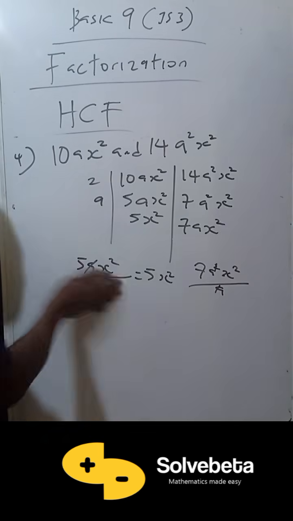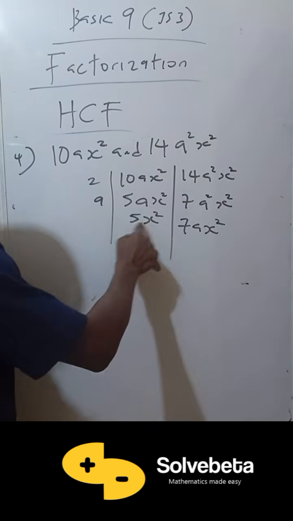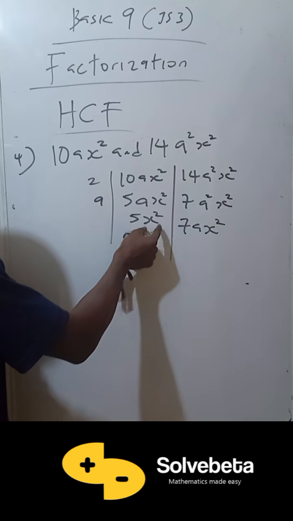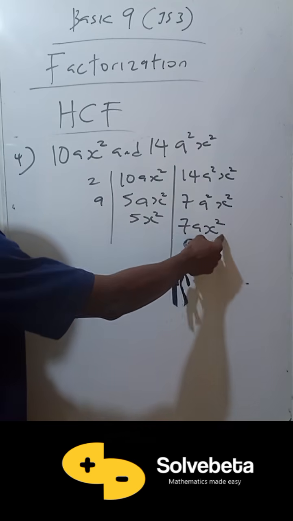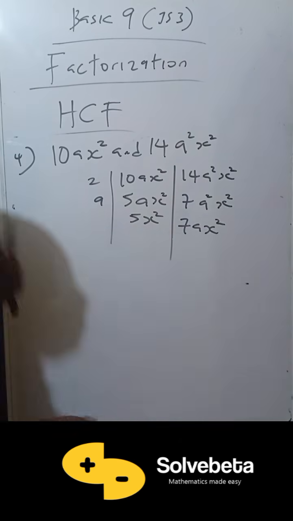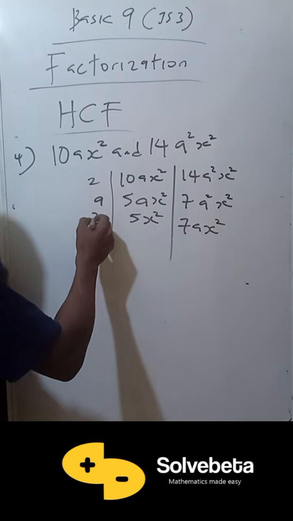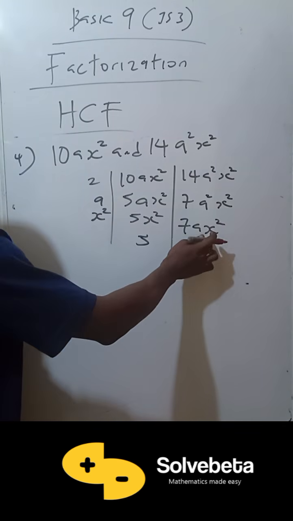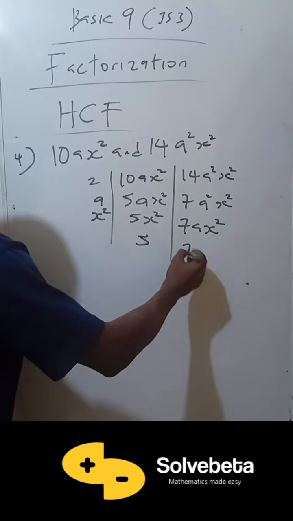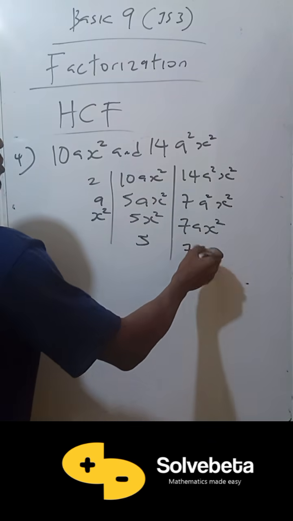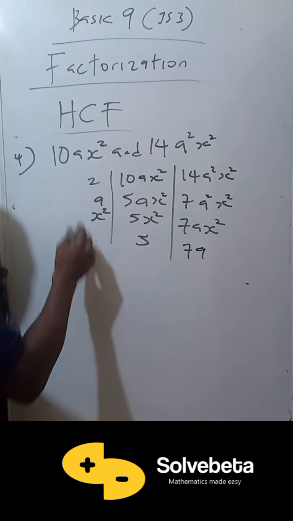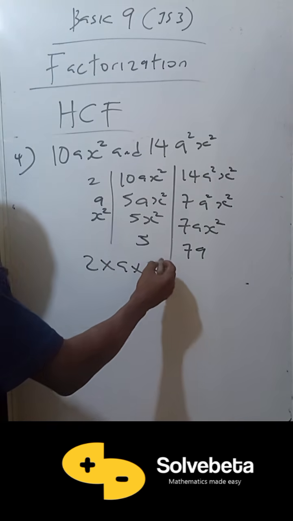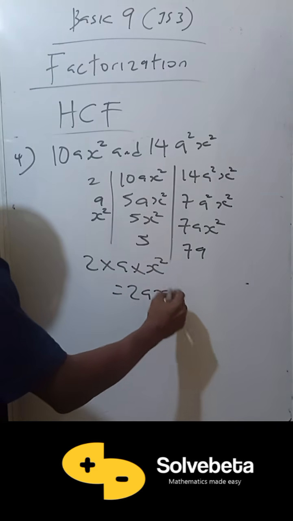Now look at it. What can divide both? No a here, there's a here, so we cannot divide by a. 5 and 7, nothing can divide both of them. But look at x squared. x squared is here and x squared is here, so we can divide by x squared. x squared will cancel, so we have 5 here and 7a here. So it therefore means that the HCF is 2 times a times x squared, which is 2ax squared.